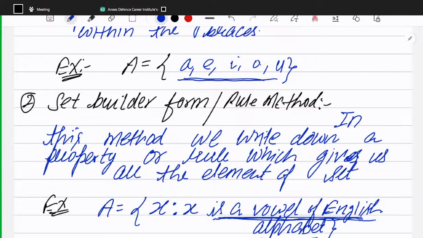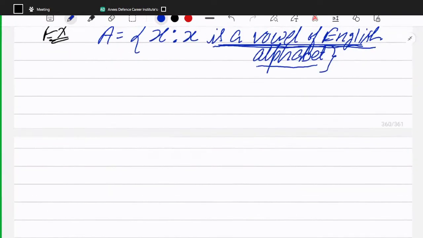Now this is a method of describing a set, that is roster or tabular or listing method. The second one is set builder or rule method. Now this is the representation of the set. Now the next heading is types of set.